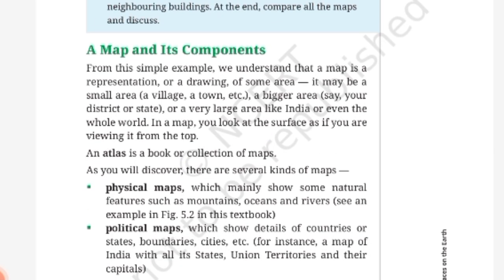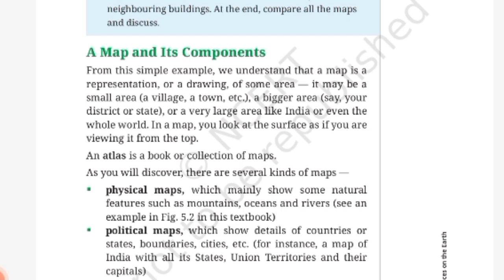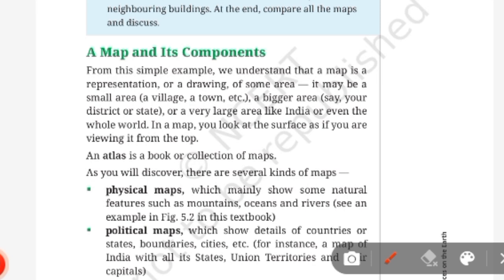So, a map and its components. From the simple example, we understand that a map is a representation or a drawing of some area. So, just mark it. A map is a representation or a drawing of some area. It may be a small area like a village or town, a bigger area like a district or state, or a very large area like India or even the whole world. Okay, so mark till world.